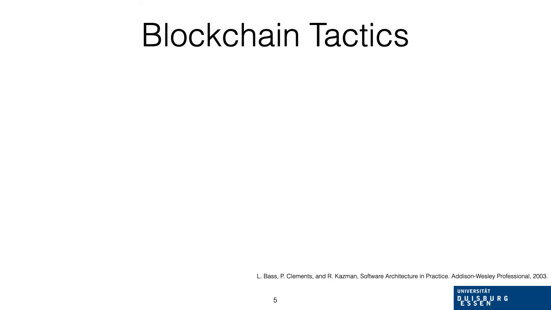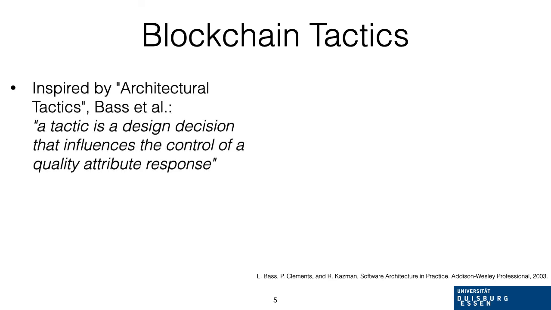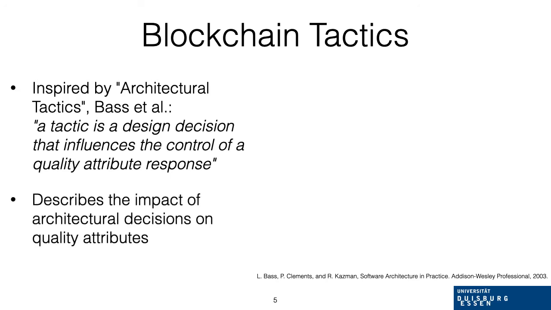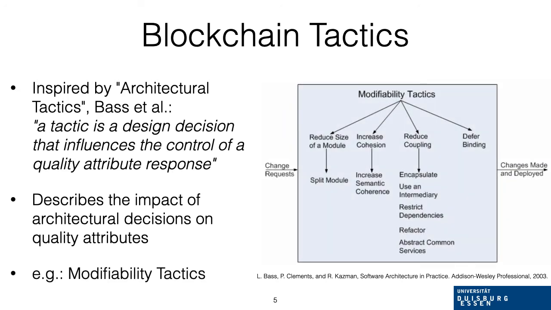So what are blockchain tactics and where do they come from? They are inspired by the architectural tactics by Len Bass and describe the relation between a stimulus and a response. This means a tactic is a design decision that influences the control of a quality attribute response. This means it describes the impact of an architectural decision on a certain quality attribute. For example, in this case, there are modifiability tactics, and the stimulus here, the input arrow, is the change request, and the response that is required afterwards is that the changes are made and deployed. And in between there are the modifiability tactics, which cover an overview of how to achieve that.